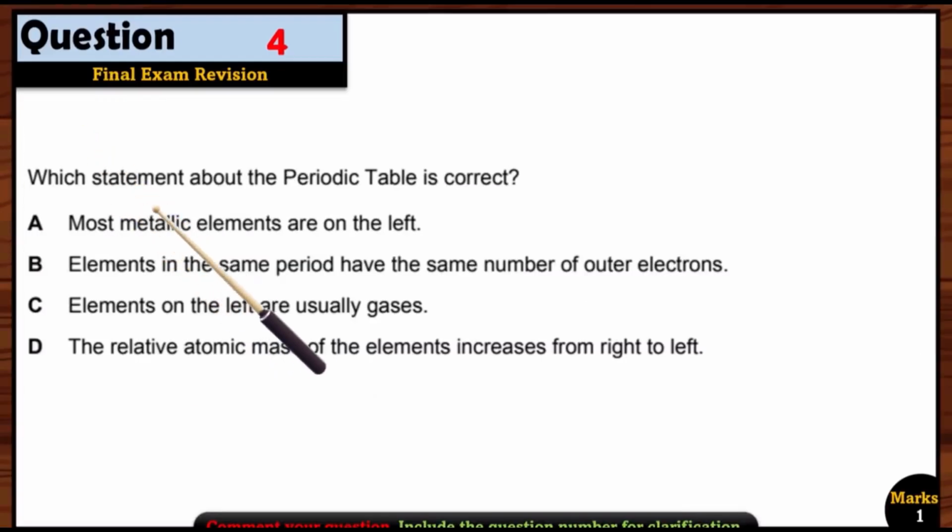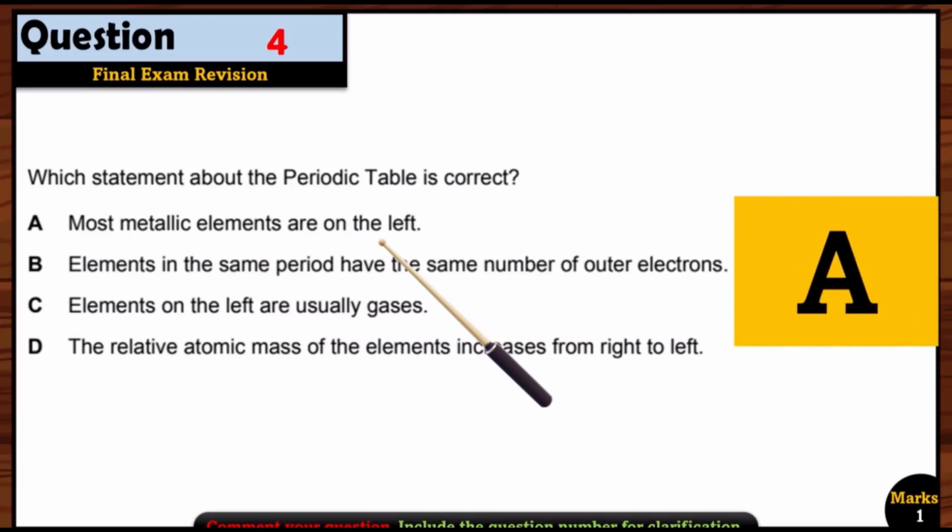Let's see question 4. Which statement about the periodic table is correct? Most metallic elements are on the left. Yes, that's right. Most of the metallic elements are on the left side of the periodic table, whereas on the right side we have non-metals. So option A is the right one. We don't have to look at other options.